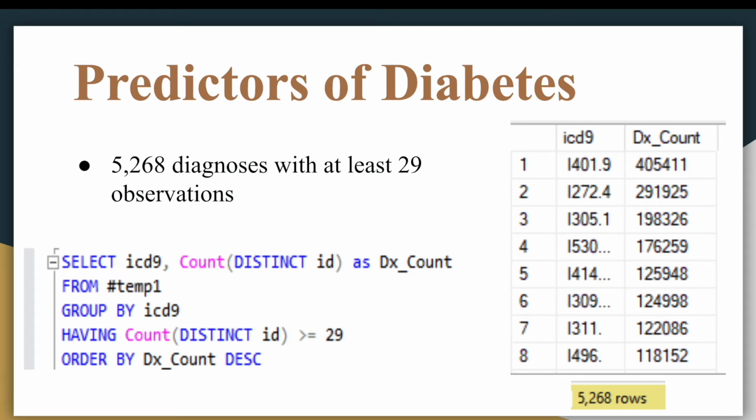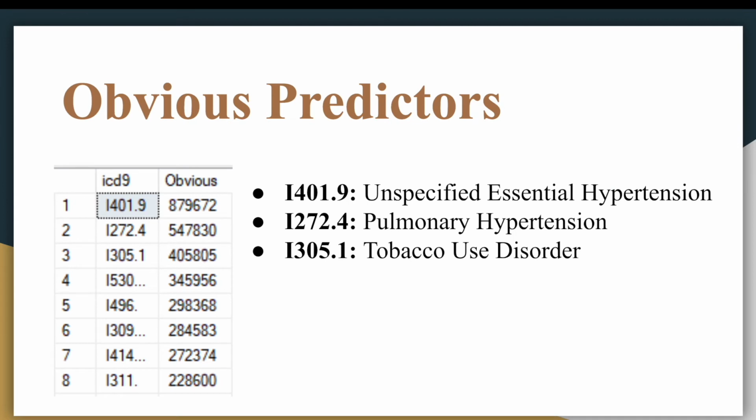Predictors of diabetes were evaluated by finding which ICD-9 codes are highly associated with diabetes. After cleaning the data, over 5,000 ICD-9 codes were found to occur 29 or more times in conjunction with diabetes. Obvious predictors were found as being ICD-9 codes that occur often with diabetes. Some examples include unspecified essential hypertension, pulmonary hypertension, as well as tobacco use disorder.